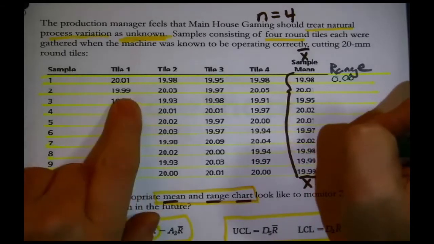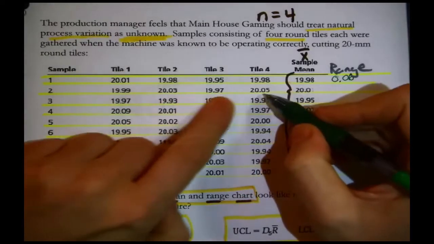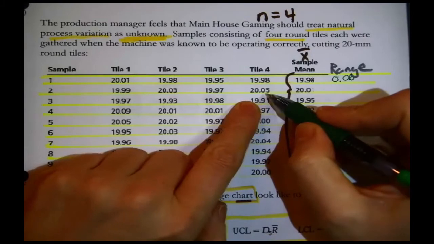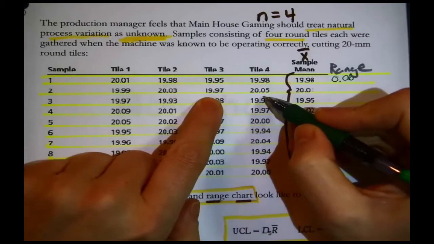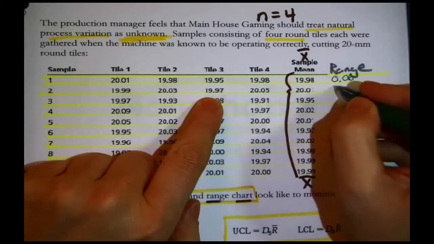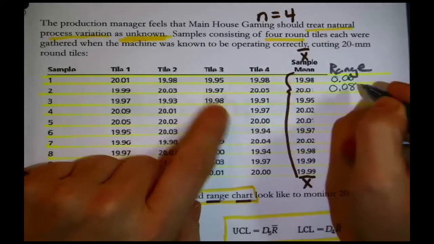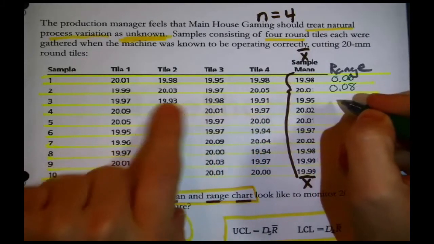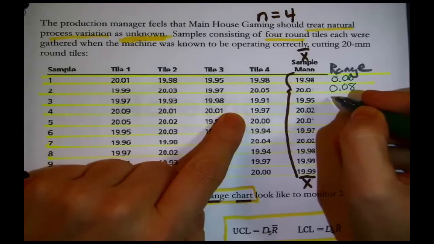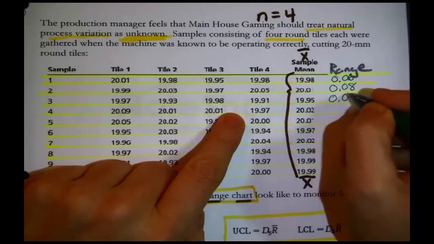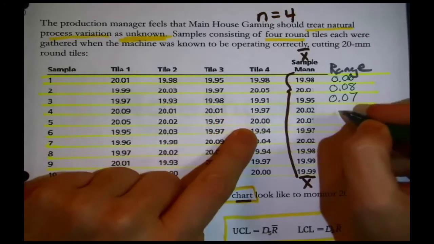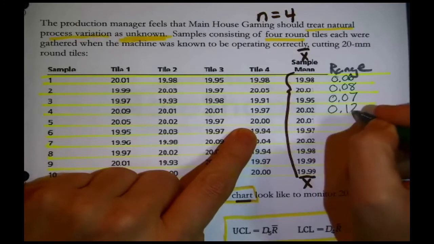For instance, for the second sample, who's the largest? It's a 20.5. Who's the smallest? It's a 19.97. Yes, that's a range of 0.08. Same process here for the third one. Who's the largest minus who's the smallest? I get 0.07. Then for the fourth sample, I get 0.12 millimeters.